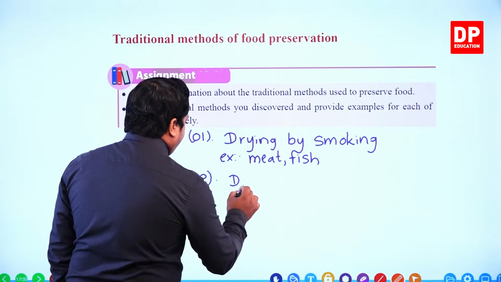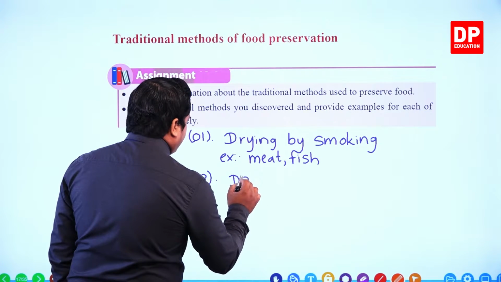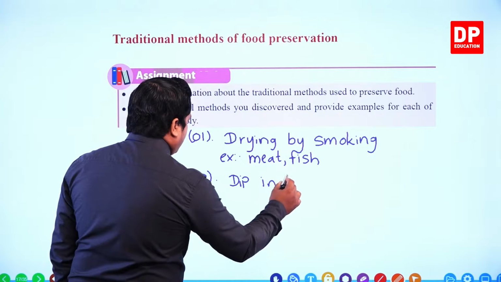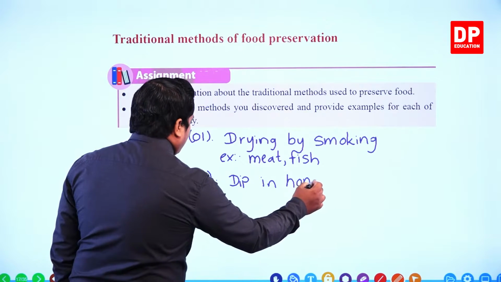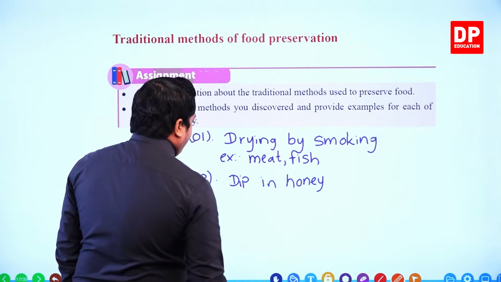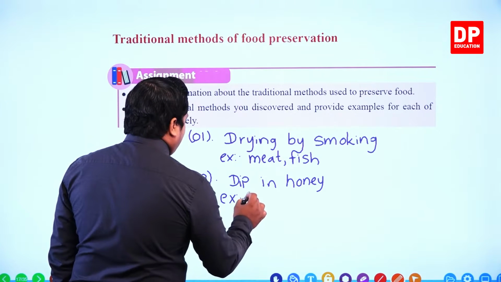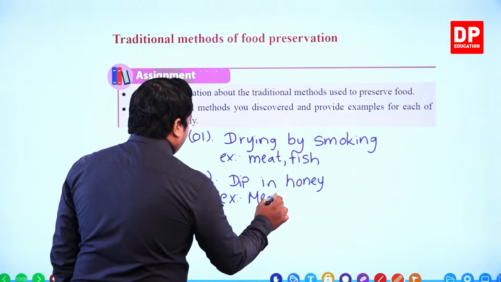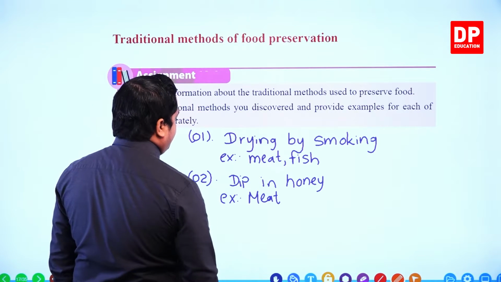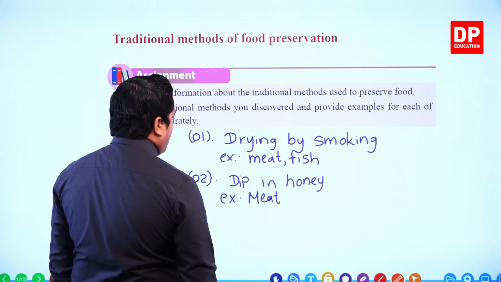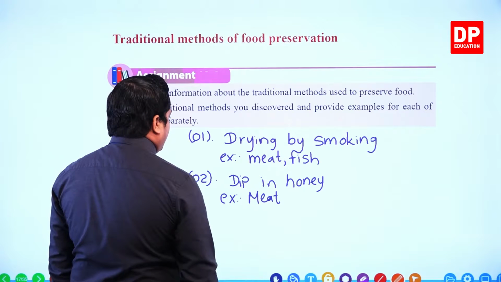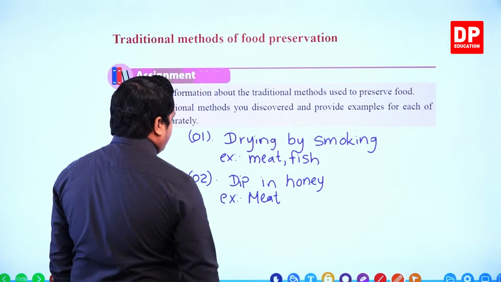Then number 2, we can dip in honey. What are the examples? You can dip meat in honey. Different types of meat can be dipped in honey in order to preserve them.